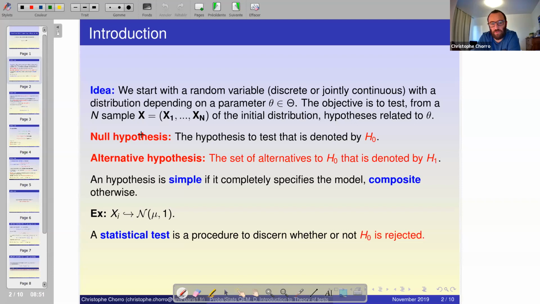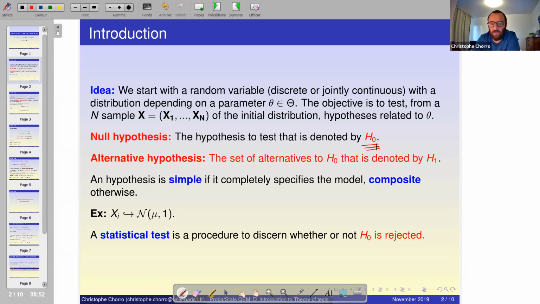So let's introduce some vocabulary at the beginning. What we call the null hypothesis is the hypothesis we want to test. I call it H0. It is the hypothesis of interest, and I will give you some examples just after. You want a rational process in order to check if H0 is fulfilled or not fulfilled.